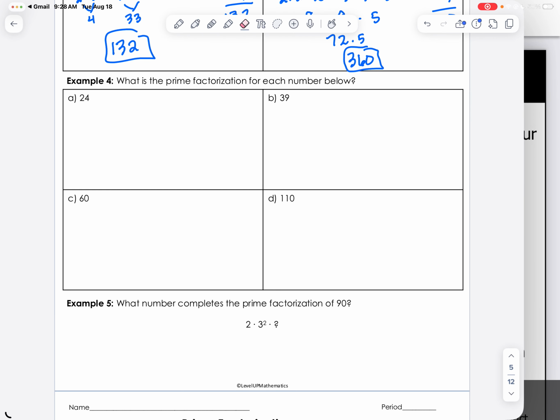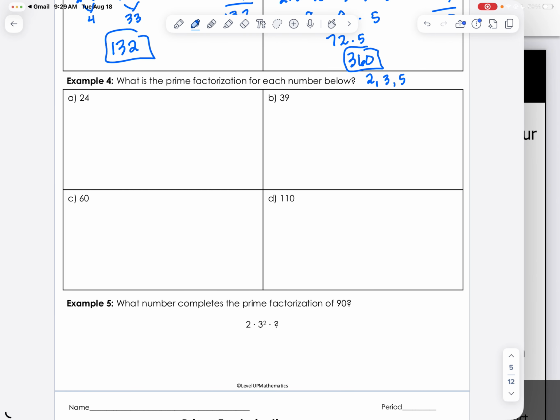Now, the way I do prime factorization is I use something called a factor tree. If the number's even, I start with the number 2. If it's not even, then I try another prime number like 3 or 5. So let me write down the first few prime numbers. These are the numbers we can try to break the number down with.